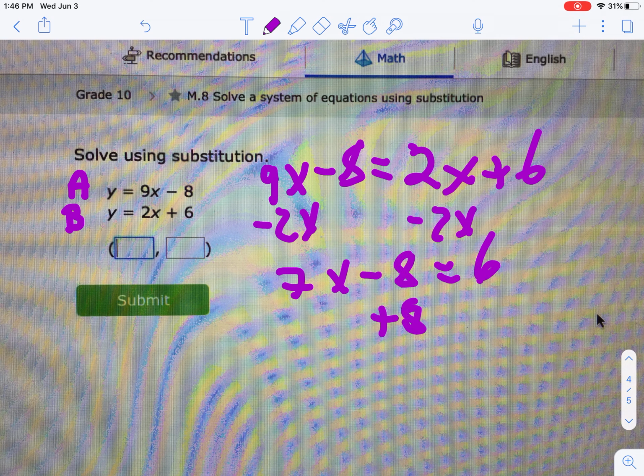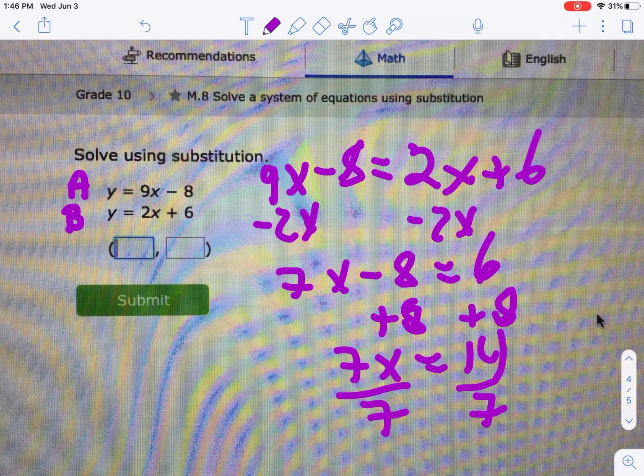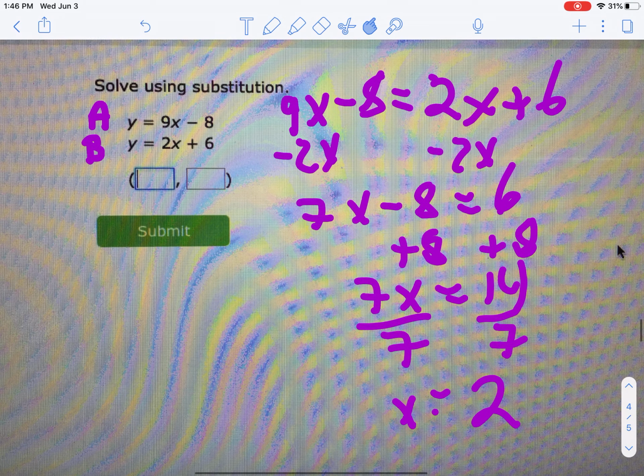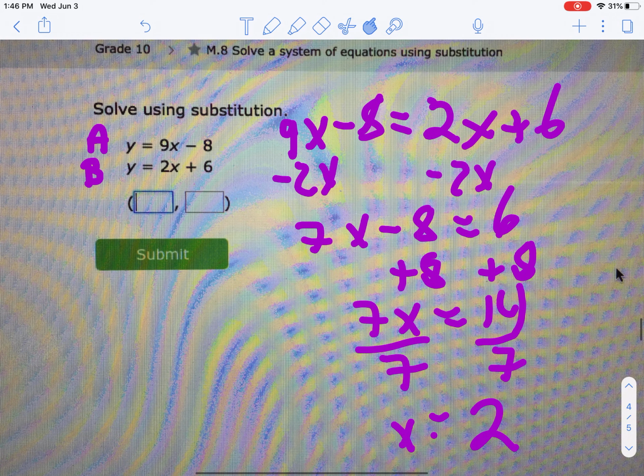Now we're going to add 8 to both sides. That leaves us with 7x equals 14. Now to get x by itself, we'll divide both sides by 7, and that gives us x equals 2. So we can see part of the solution, x is 2. Now how do we find y? Pick an equation, and it doesn't matter which one we pick, but I'm going to pick equation A.